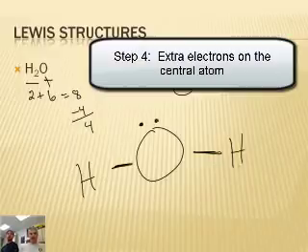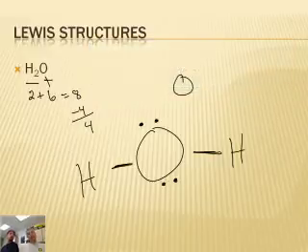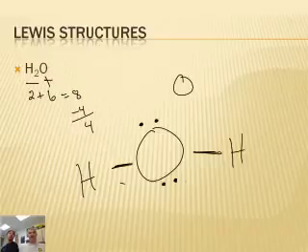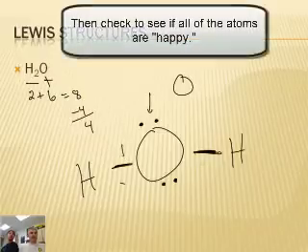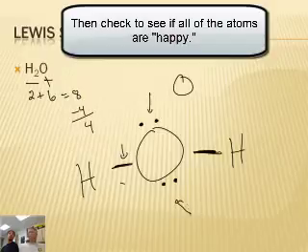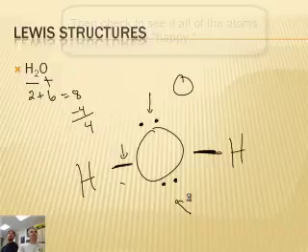So I put 1, 2, 3, 4, and we distribute them in pairs. Yeah, always in pairs. Good call. Now, important thing: we ask, is oxygen happy? Let's count. 2, 4, 6, 8. It's happy. That's it. We're done. All right, that's easy.